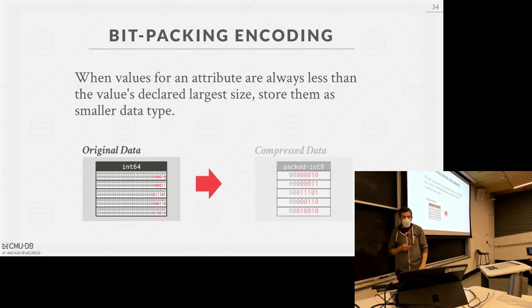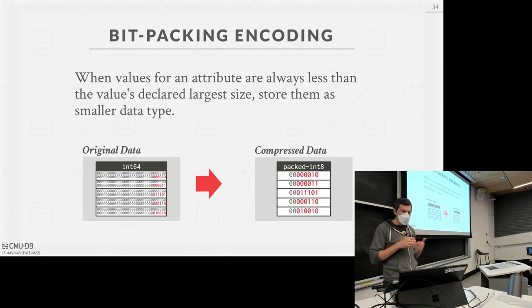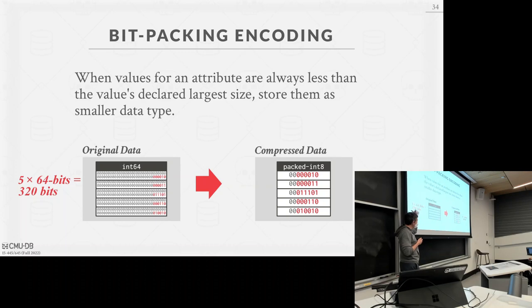So with bit packing, you basically can recognize that, okay, well, I can actually store this data in 8 bits or some smaller size, right? And so now your reduction is quite significant. In my toy example here, I have 5 64-bit values. That's 320 bits. But if I store them as 8-bit integers, now I'm down to 40 bits.